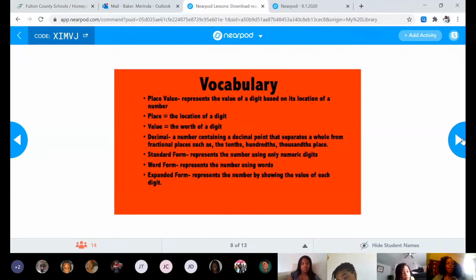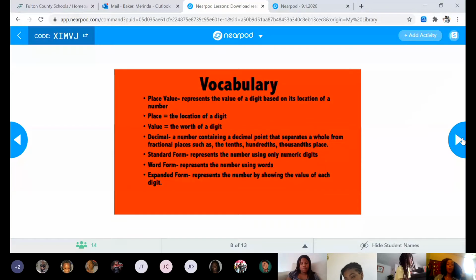All right, a refresher on our vocabulary. Remember, place value represents the value of a digit based on its location in a number. So if I ask you, what place is a digit in? I want you to tell me where that digit is located. If I ask you, what is the value of that digit? That means I want you to tell me how much it is worth. We know that decimals are any number that contains a decimal point, and that decimal point separates the whole numbers from the fraction places such as the tenths place, the hundredths place, and the thousandths place.